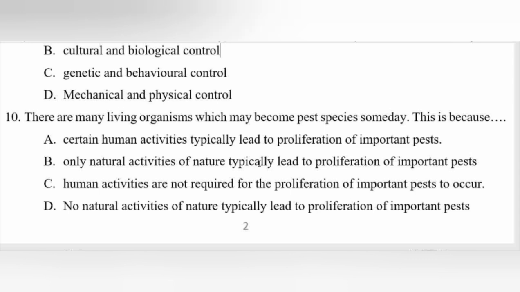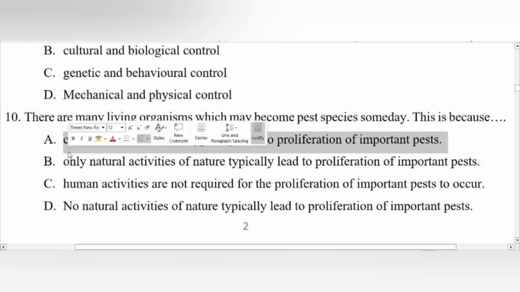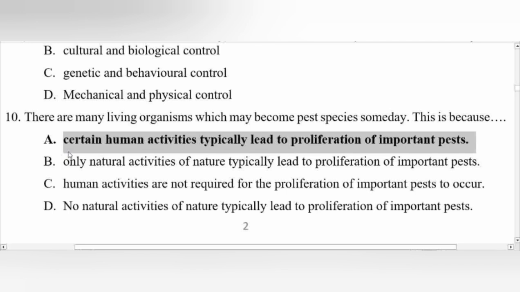Then, no natural activities of nature typically lead to proliferation of important pests. Right. So which one is your best option for this question? I think our best should be option A. Certain human activities typically lead to proliferation of important pests.